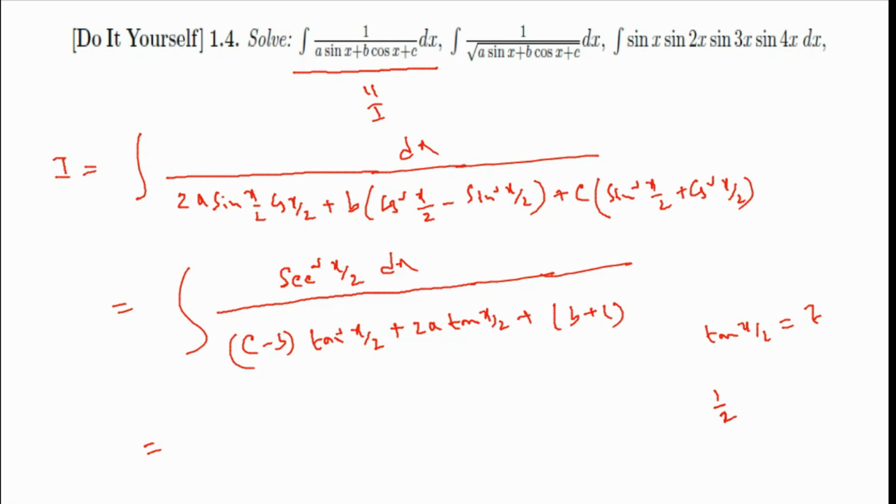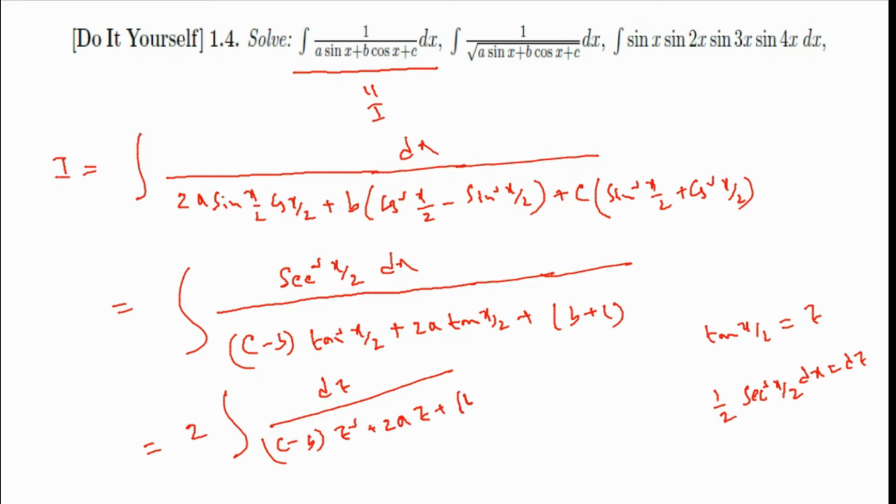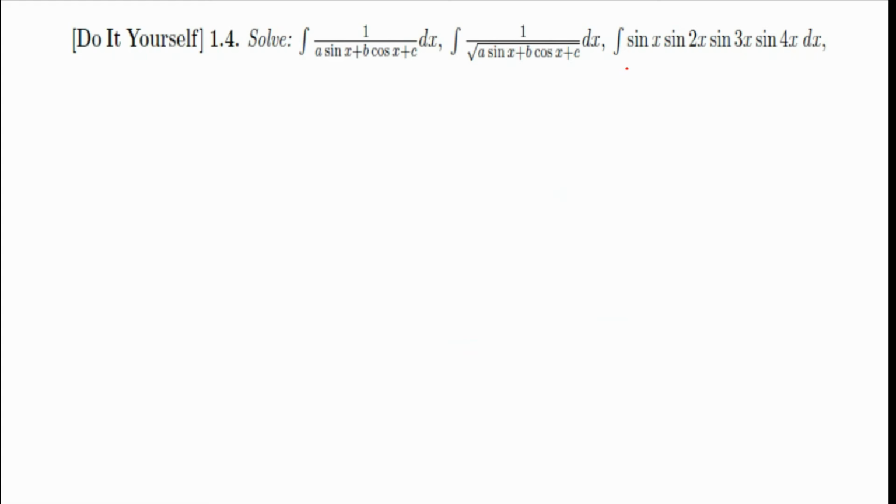Okay, just let me solve one more line. So sec square x by 2 dx equal to dz, we can get 2 integration dz by c minus b z square plus 2az plus b plus c. And this type of integration we already covered. And for the second problem, this is also similar, the root there, so this type of integration also we covered. Now we will discuss that integration.